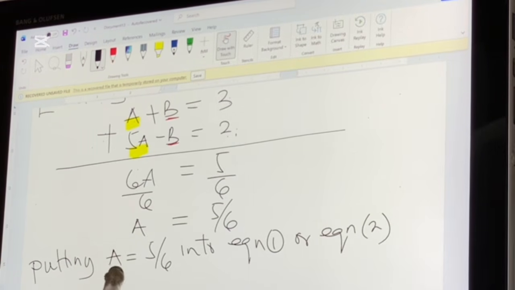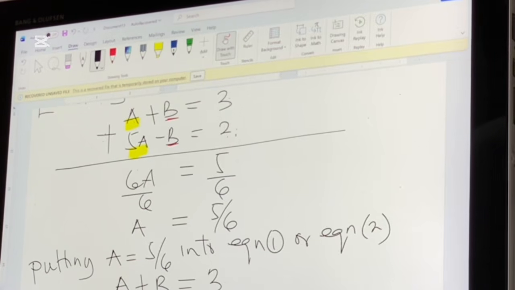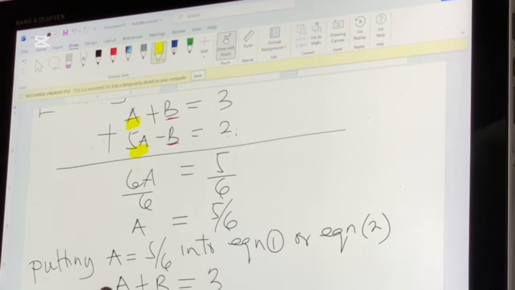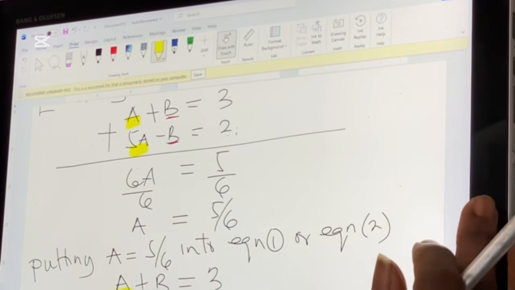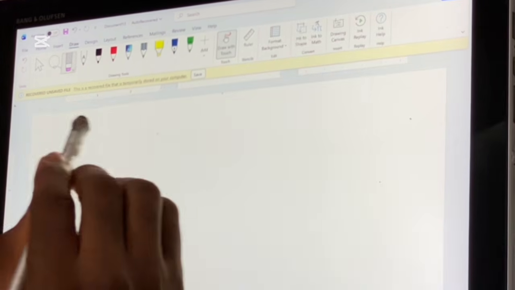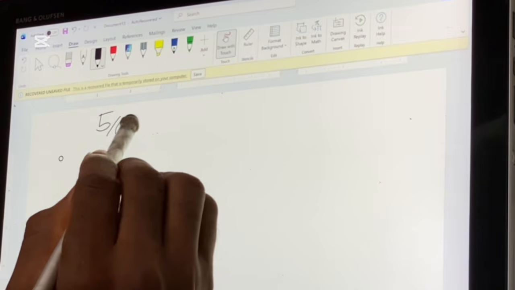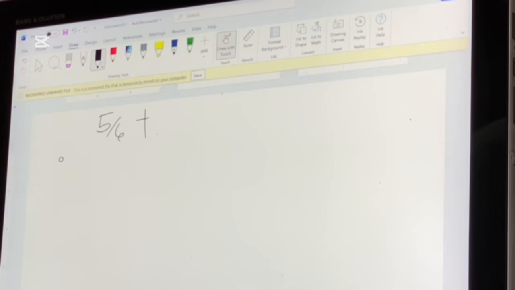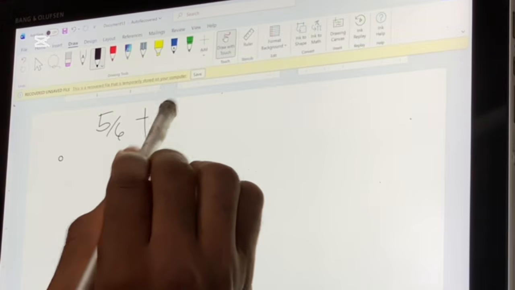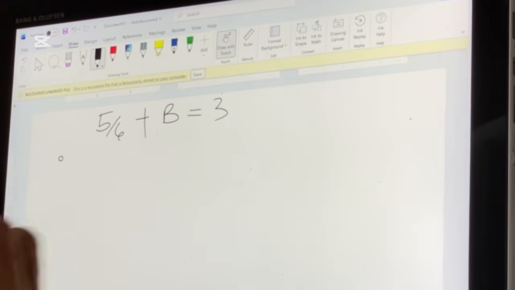So let me use equation 1. That is a plus b is equal to 3. This is what equation 1 is. So in this equation 1 here, anywhere I see a, I will input 5 over 6. When you do that, we have something like this, class. We have 5 over 6 plus b is equal to 3.